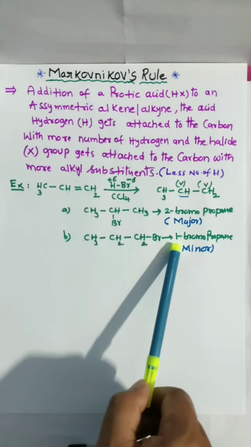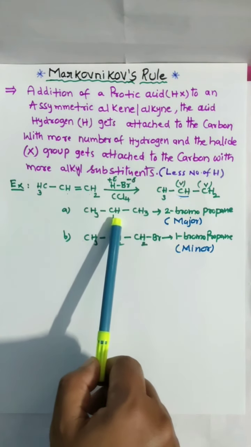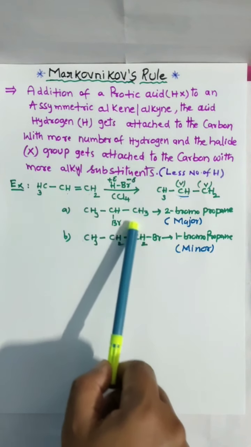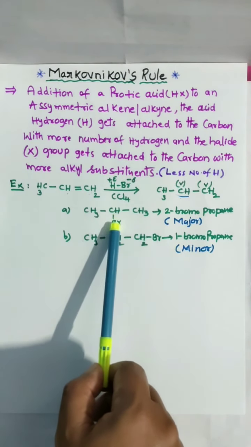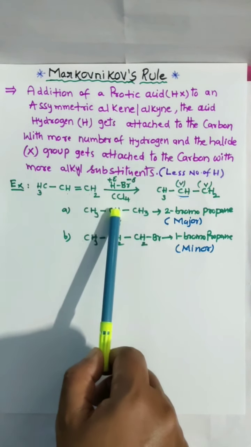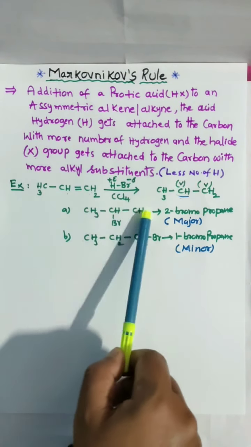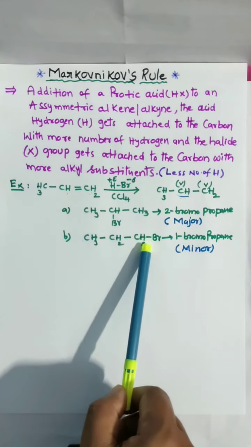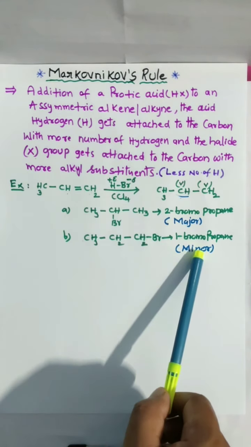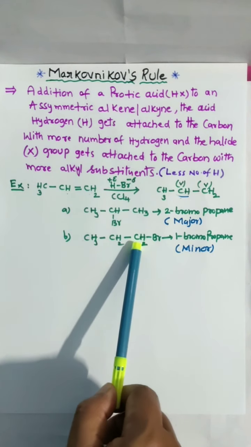But which is the major product? Where bromine or chlorine, the halogen, gets attached to the carbon, if that carbon has more number of substituents, that is the major product. Less number of substituents is the minor product. This bromine is attached to this carbon.